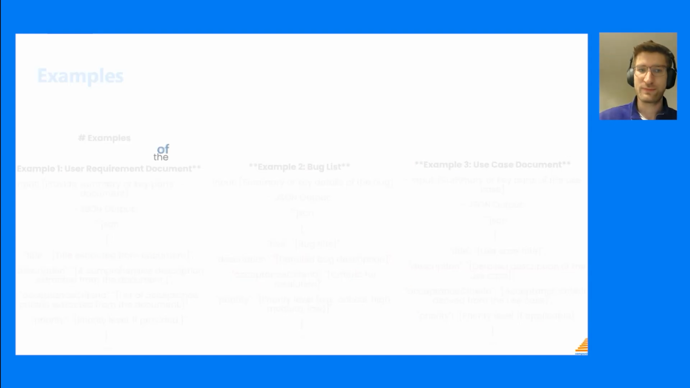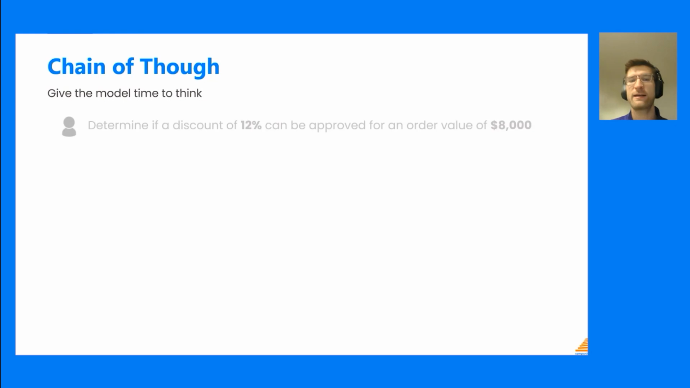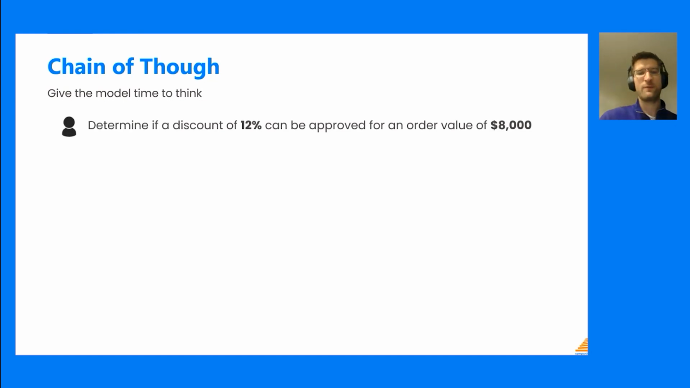The next one is chain of thought. Another very common technique, I like to call it give the model time to think. Let's look at this one through a different example. Let's say the user would come in and they would be able to request something like this. "Determine if a discount of 12% can be approved for an order value of 8,000."